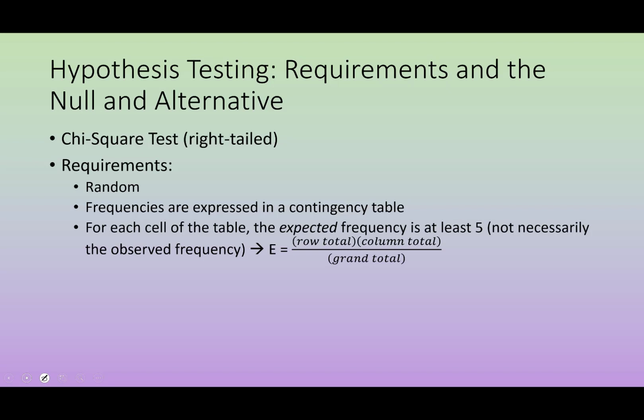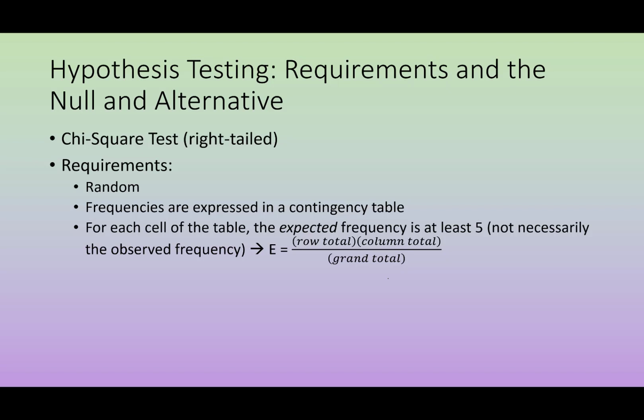We will again want to make sure that our expected frequency is at least 5 for every cell in the contingency table. Now, this does not necessarily mean that the observed frequency has to be 5. It's the expected frequency. To compute our expected frequency, we use this formula where E equals the row total times the column total divided by the grand total. And we will revisit that in just a minute.